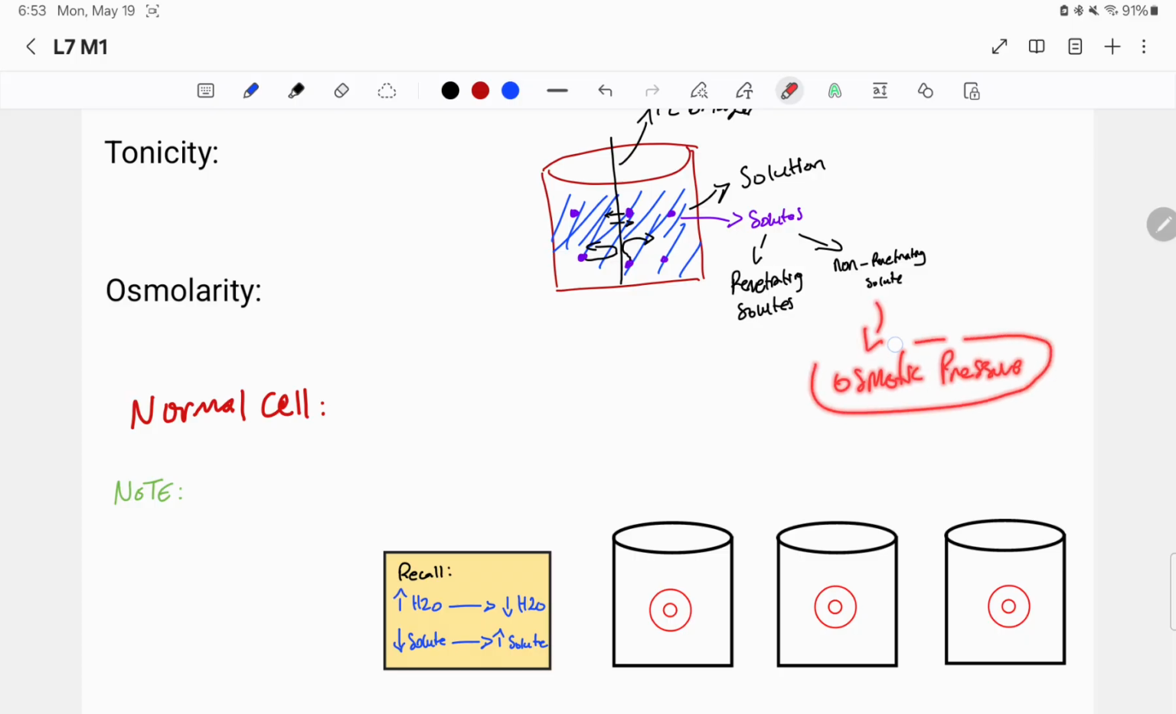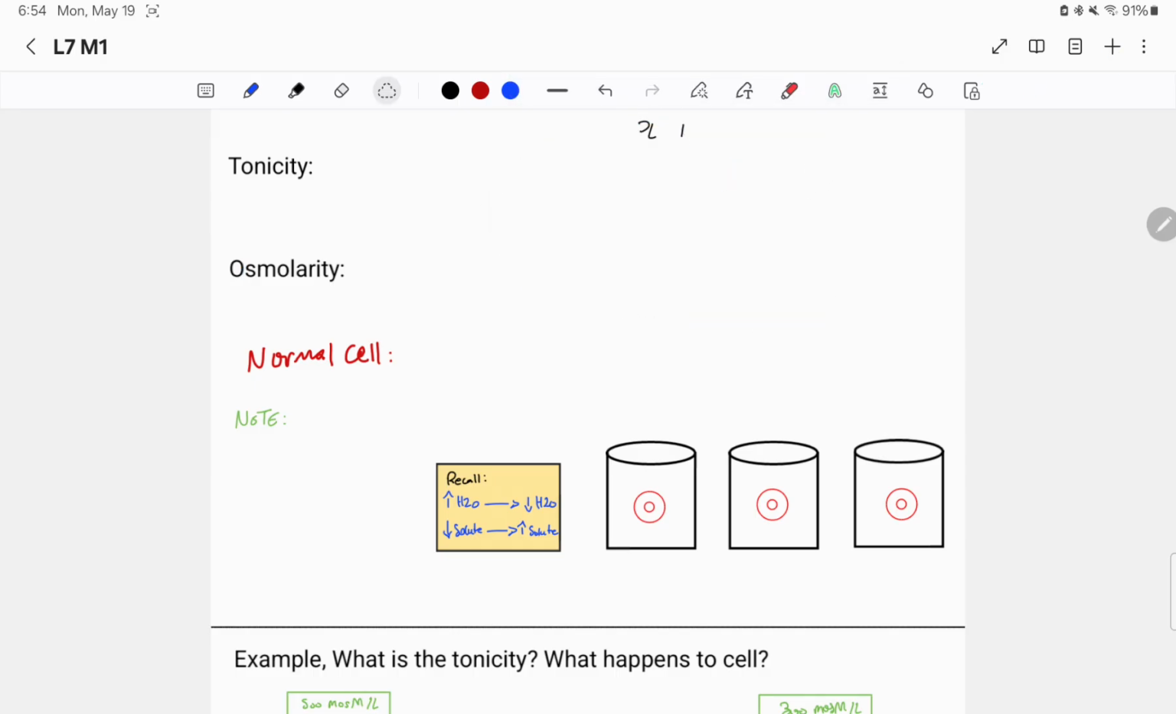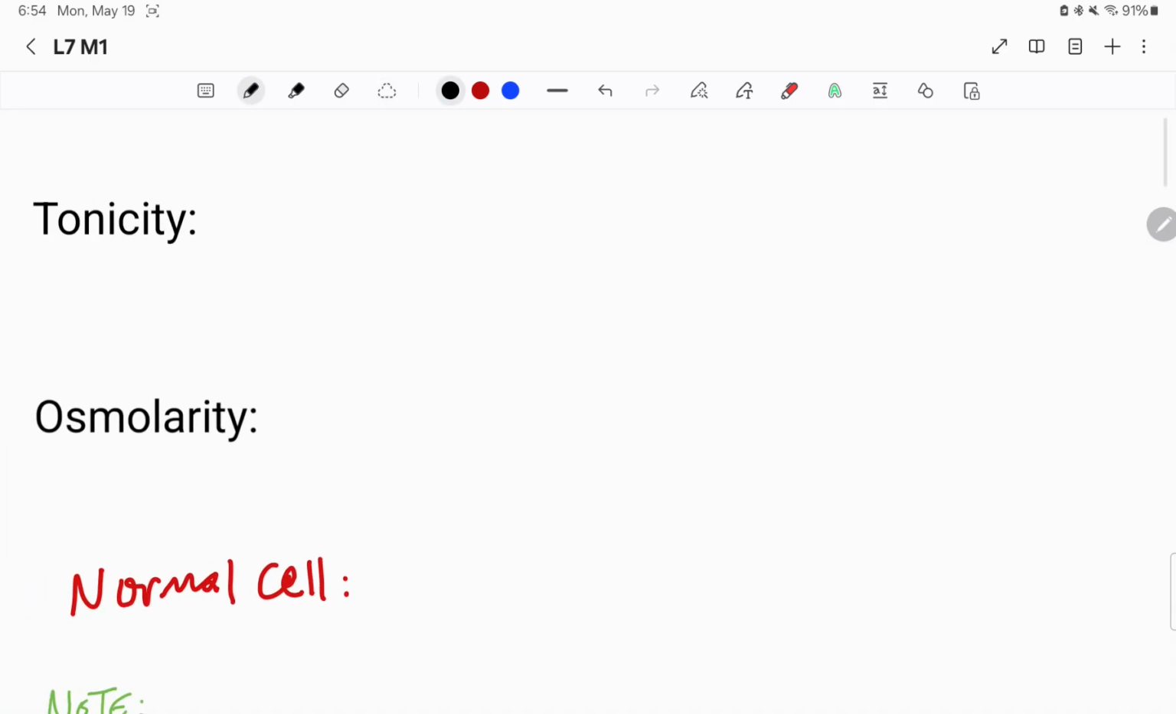And again, we talked about this in my last video. Okay, so now that you understand this basic concept, let's go ahead and talk about the definitions of osmolarity and tonicity. Alrighty. So, tonicity is really the term we use to describe non-penetrating solutes in a solution.